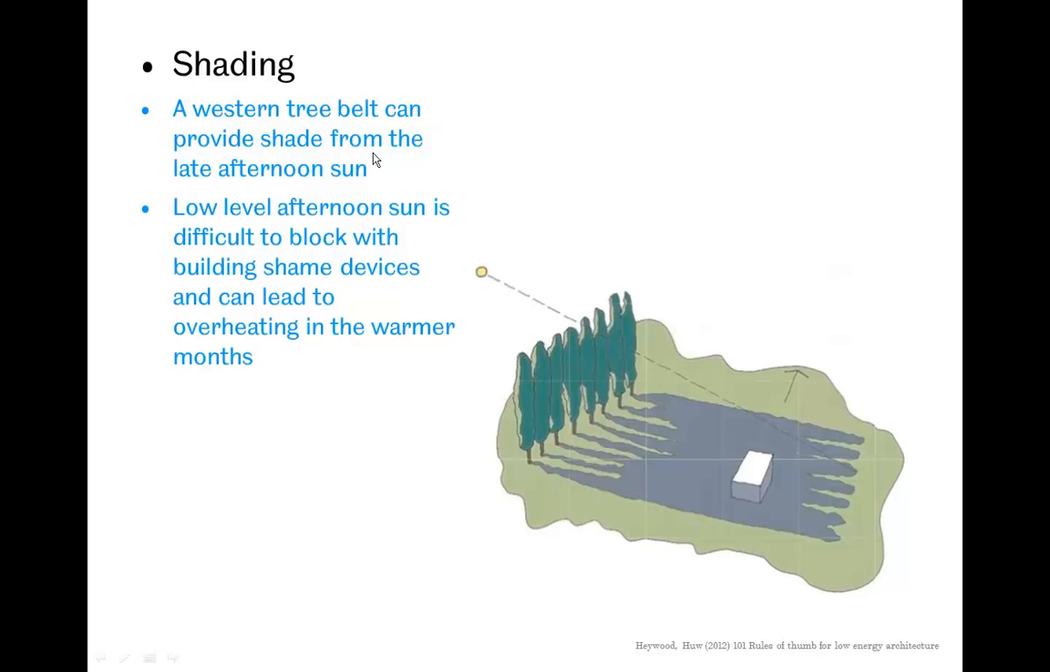A western tree belt will provide shading from the afternoon sun. And this west sunlight is often the most difficult sun to block, and it can lead to overheating. So using a tree belt to block that western sun can be very effective to avoid overheating.